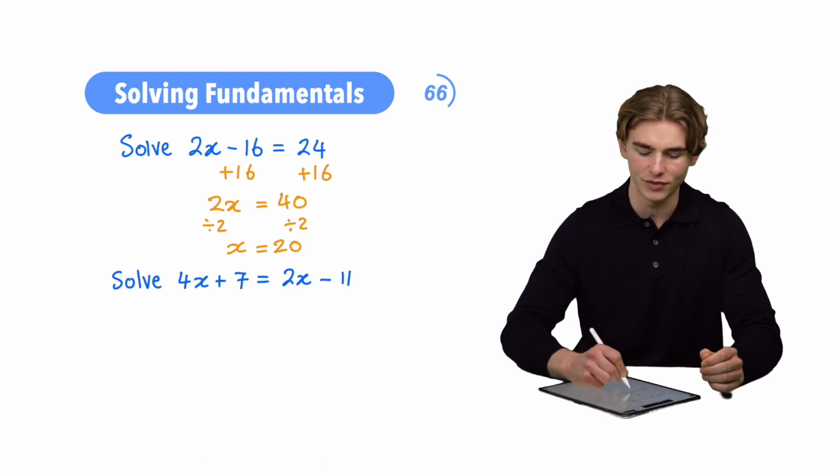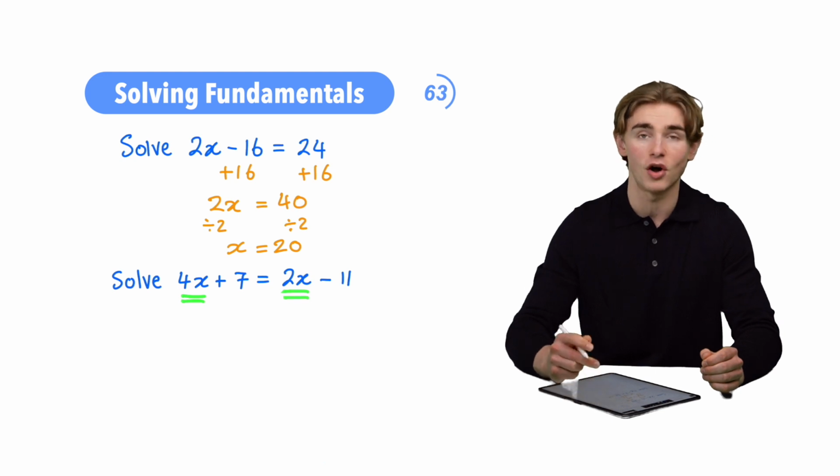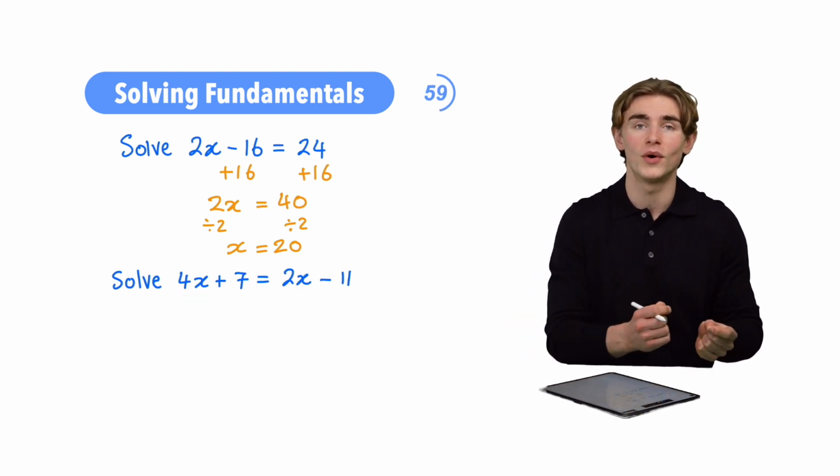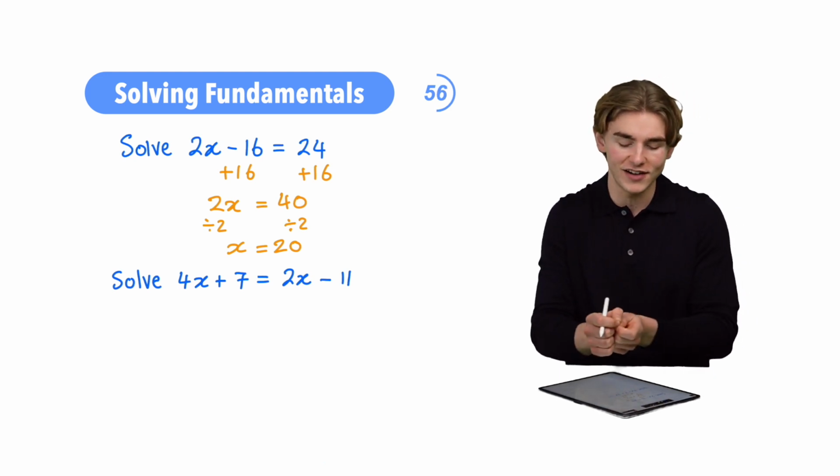What about this next example then? When we have an x on both sides of our equation, the key, guys, is going to be to firstly move all of the x's onto one side of the equation and then to move everything else to the other side. Let's see what I mean.